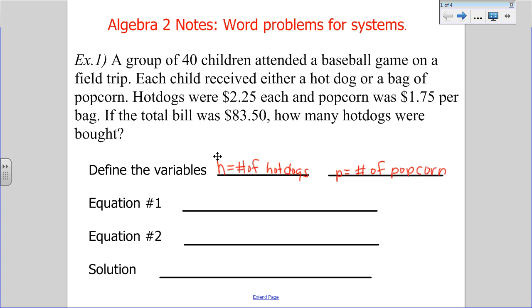I also like to be very specific with what I'm defining my variable as. I'm defining it as the number of hot dogs. That way I know my answer has to be a whole number. I can't have half of a hot dog. I can't have a third of a hot dog. I buy the whole hot dog.